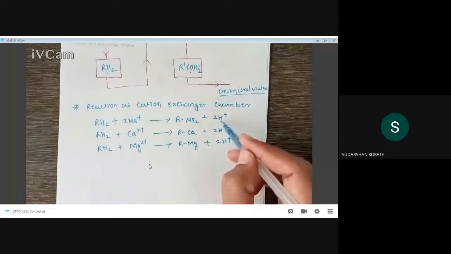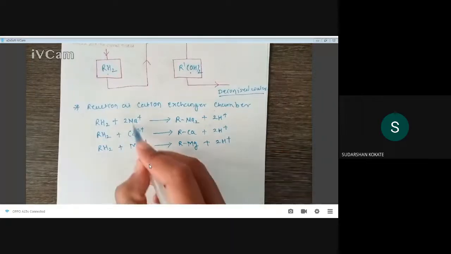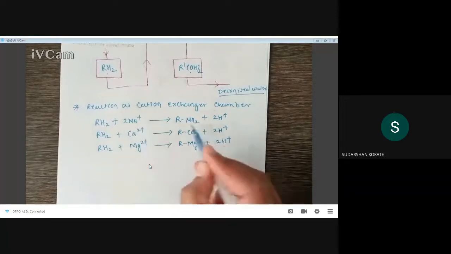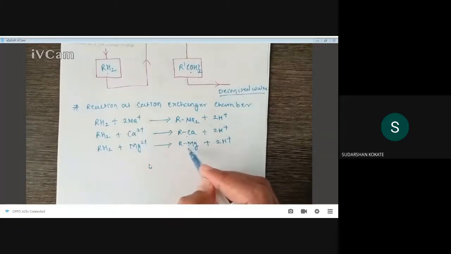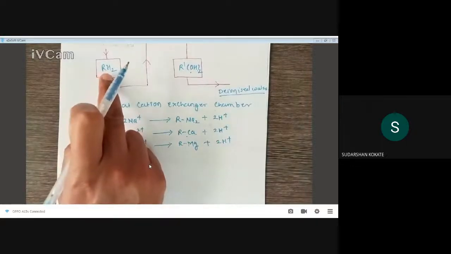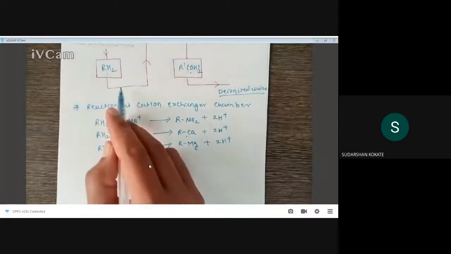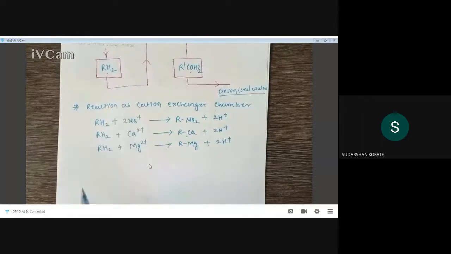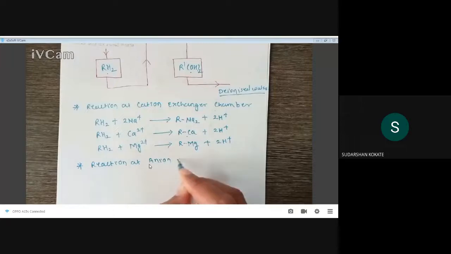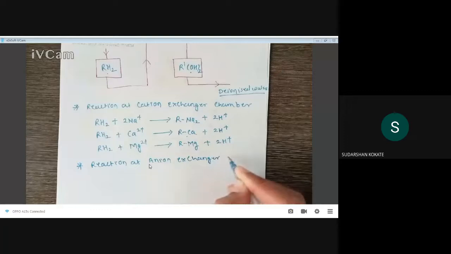So here what is replaceable is the 2 H plus ion with sodium, calcium and magnesium, and this R Na2, RCa and RMg will be the species which is trapped over here, right? Means your water becomes free from cation type of impurity. What is left? Anion is left, right? Now in the second stage, reaction at anion exchanger chamber.